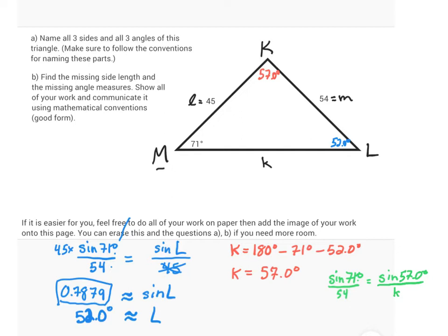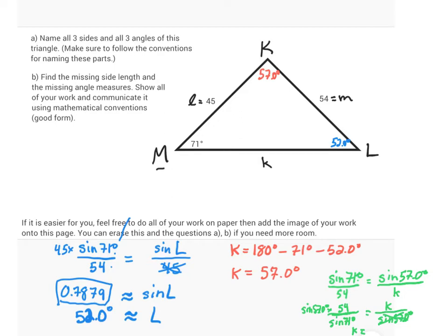The variable's on the bottom, so I'm going to switch this equation. I'm going to say K over sine of 57.0 degrees is equal to 54. I'm going to put the sides on the top and the sines of the angles on the bottom. That way my variable is on top where I want it. Now I can cross this sine of 57.0 degrees and put it up top here, at the same level as the 54 and the K. And now I can simply find what K is.